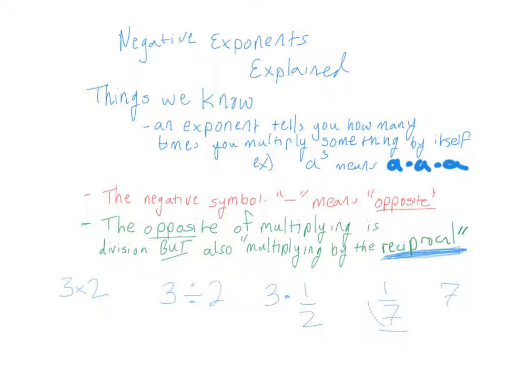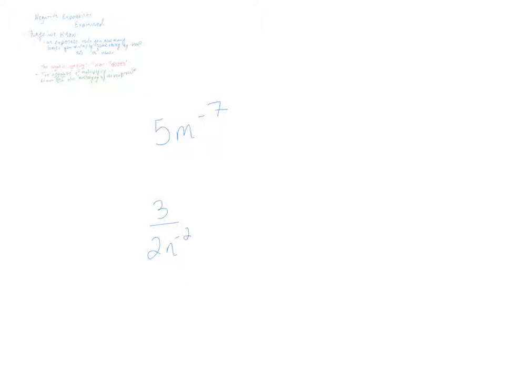So let's look at the actual rule for negative exponents. Here are 2 examples I just conjured up. The first one says 5 times m to the negative 7. When you're dealing with a negative exponent, the first thing to keep in mind is what exactly is that exponent talking to? And the exponents always talk to what's directly beneath them. So in this example, this exponent is talking just to this m, not to the 5 at all.